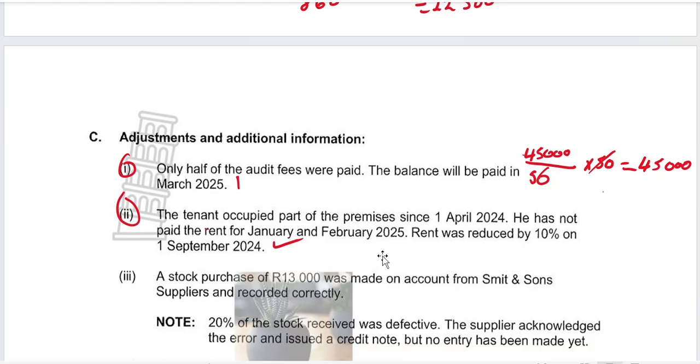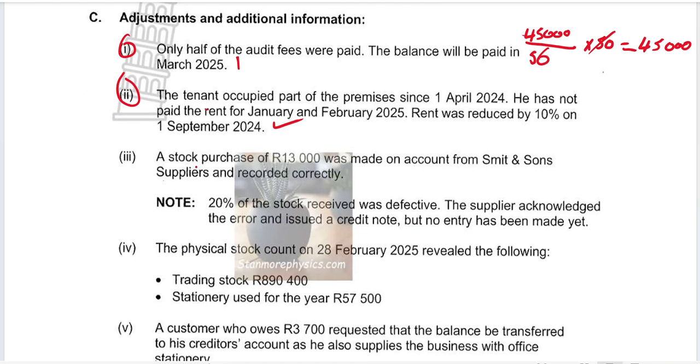Now we're going to adjustment number 3. Adjustment number 3 says a stock purchase of 13,000 was made on account from Smith and Sons suppliers and recorded correctly. They say 20% of the stock received was defective. The supplier acknowledged the error and issued a credit note, but no entry has been made yet. We have 13,000 of stock.